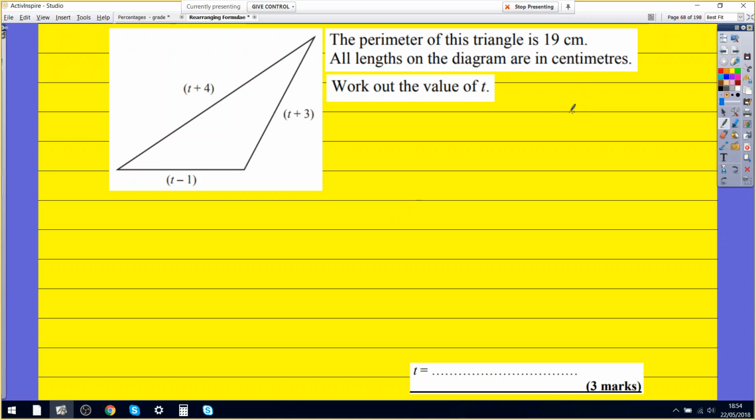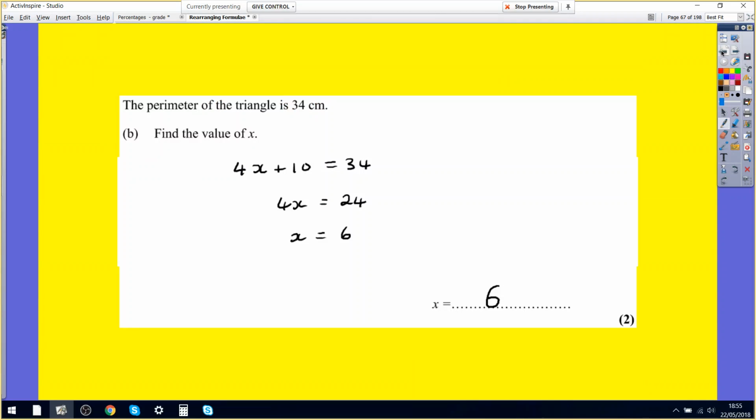Sorry about that. Let's try, there's 19 centimeters. Work out the value of t. So would it be 1? So this is a new topic, so maybe we'll start this the next time.